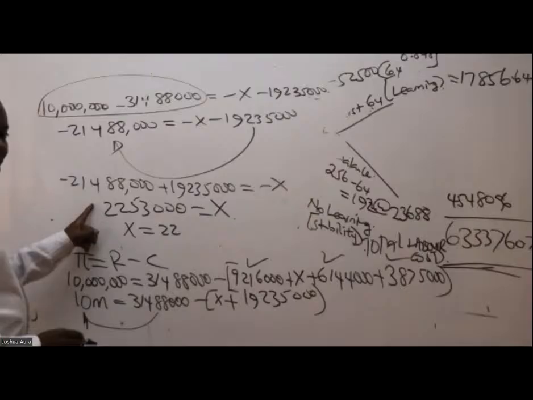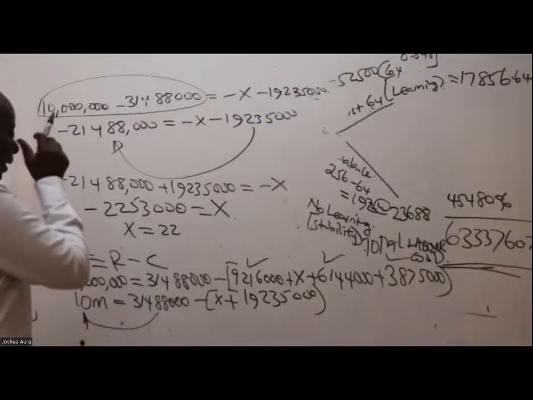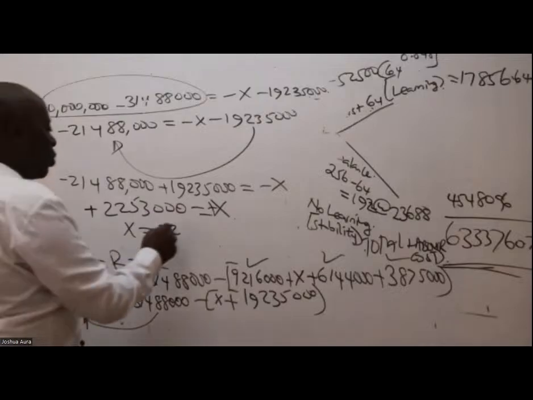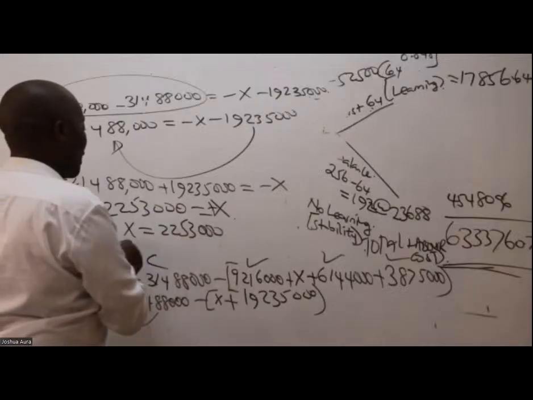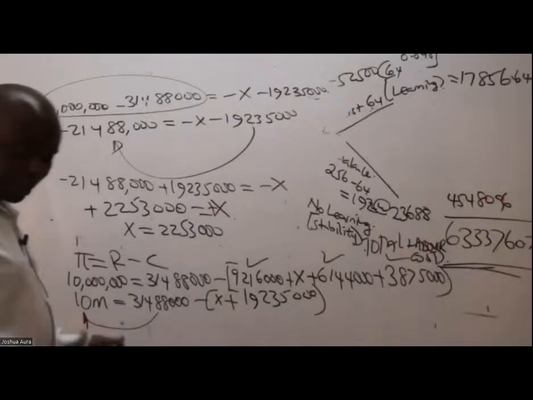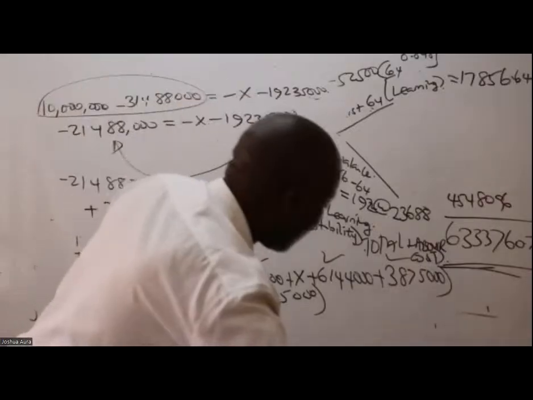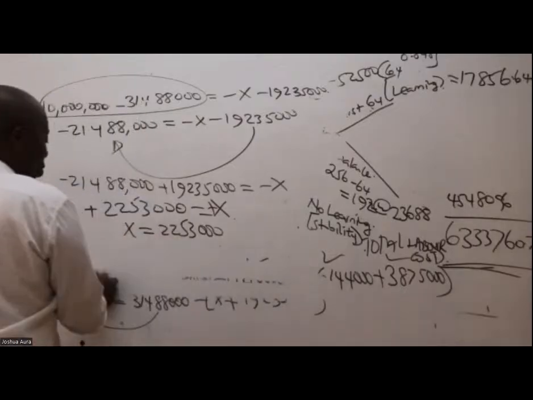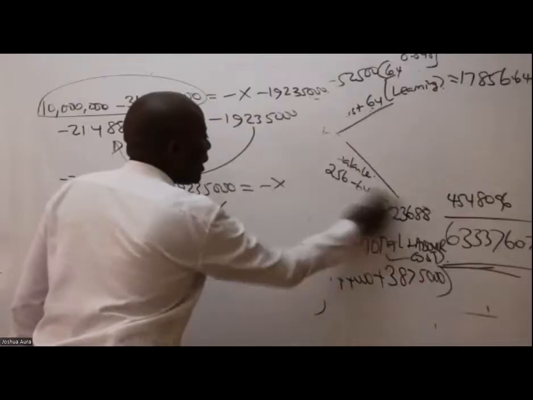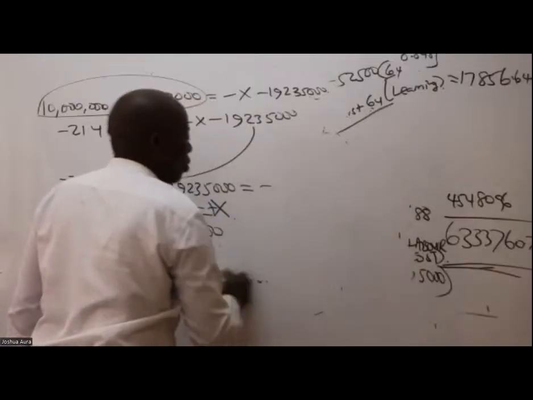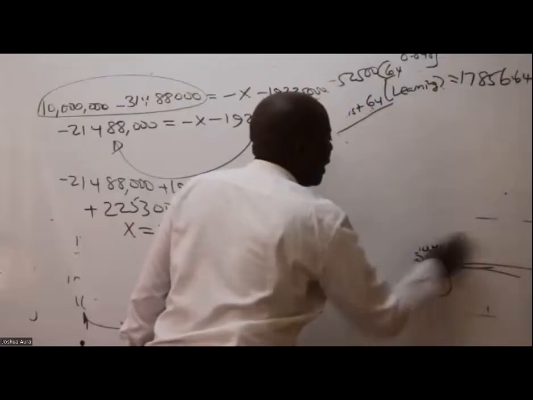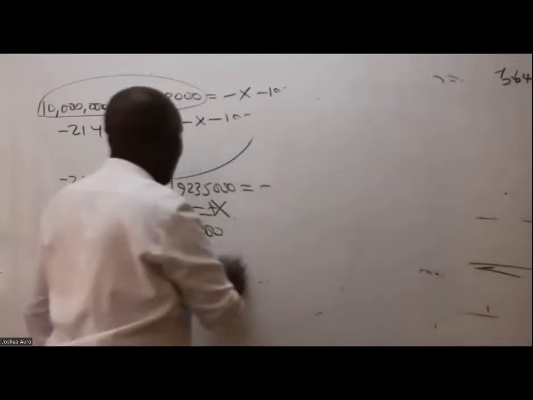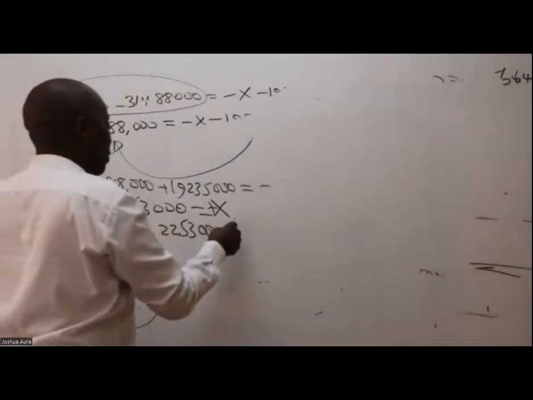It's going to come out minus, and this one here is minus, so that minus and minus cancel out, giving me that X is 22,53,000, like that. And then don't forget, ladies and gentlemen, that the X you have obtained here is our total labor cost.